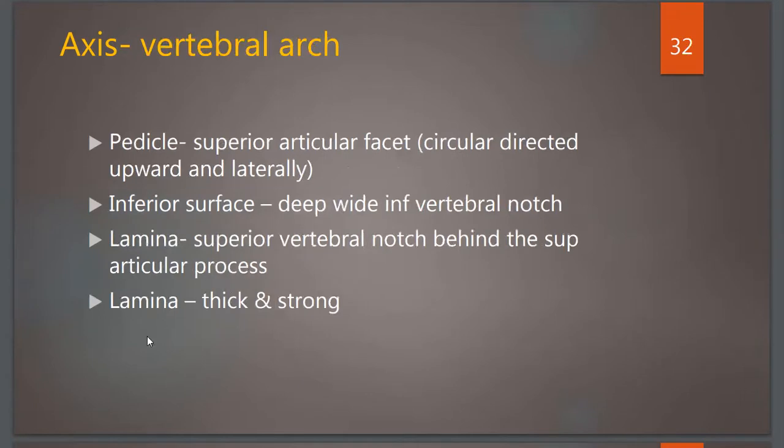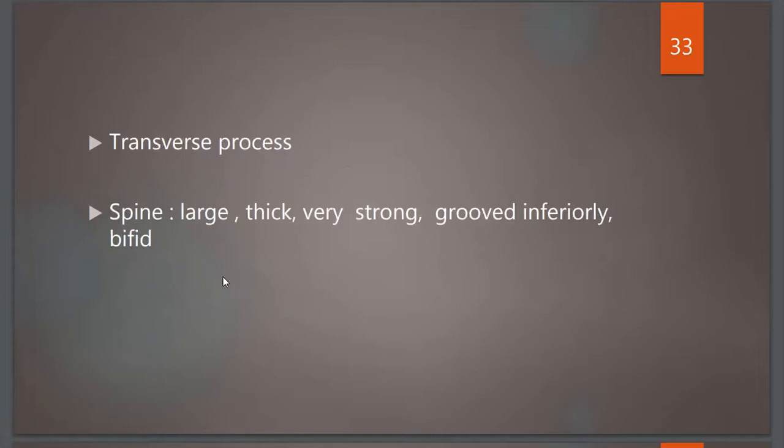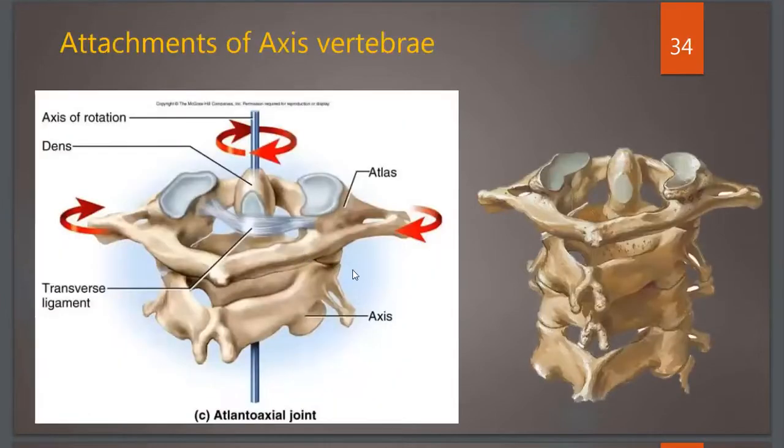So lamina is thick and strong in case of axis. Transverse processes are showing transverse foramen. Spine is also large, thick, very strong, grooved inferiorly, and it is bifid. Now let us see, this is the first vertebra, that is atlas. This is the second vertebra, that is axis.